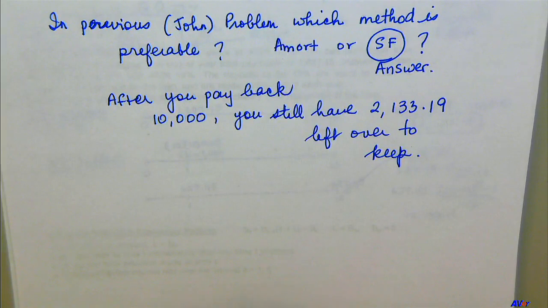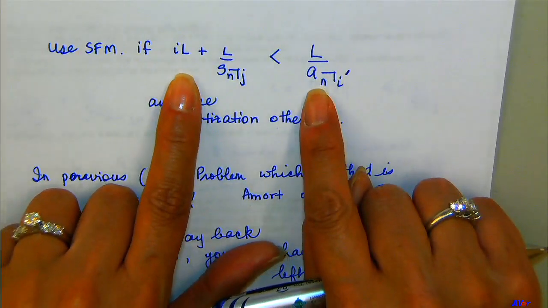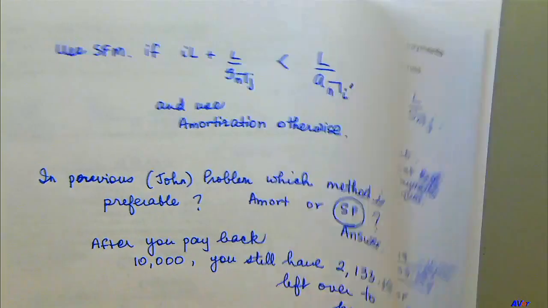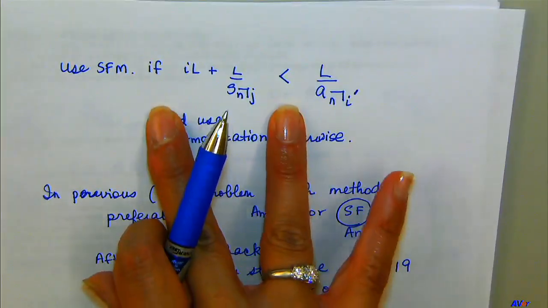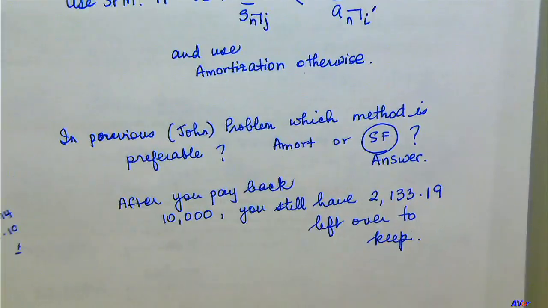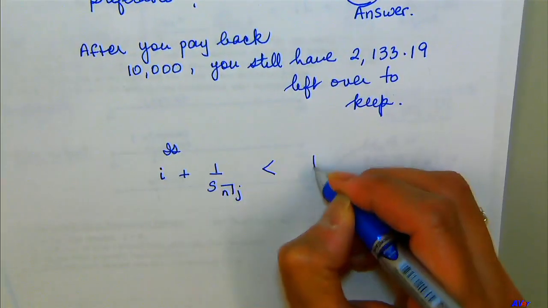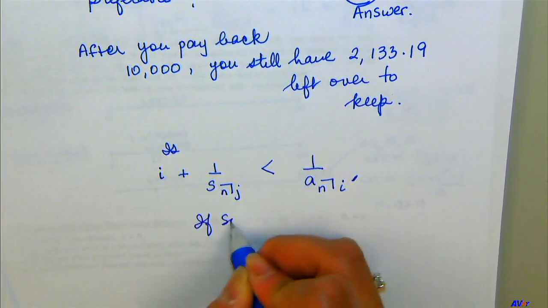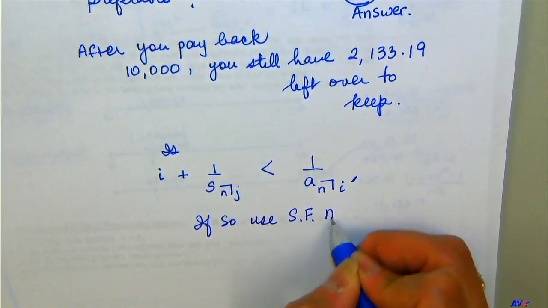So you wouldn't be able to answer this question without fully doing out a problem first, or would you be able to figure it out? You'd have to solve this in order to see. Or you can skip the L's, but you could certainly solve this one: i plus 1 over S angle n j. Is i plus 1 over S angle n j less than 1 over A angle n i prime? If so, use the sinking fund method.